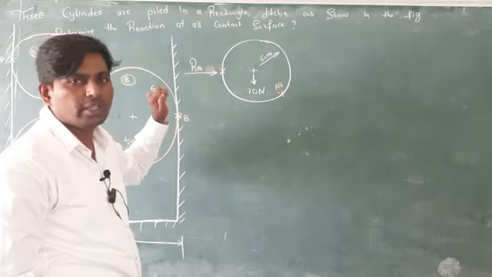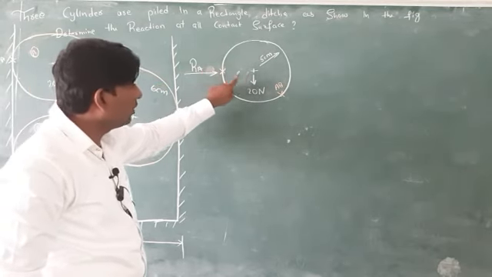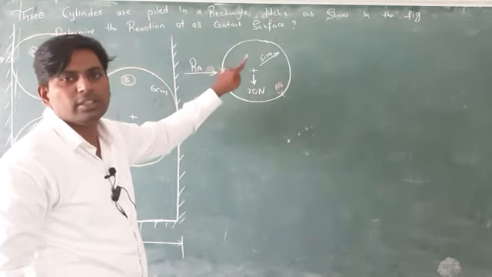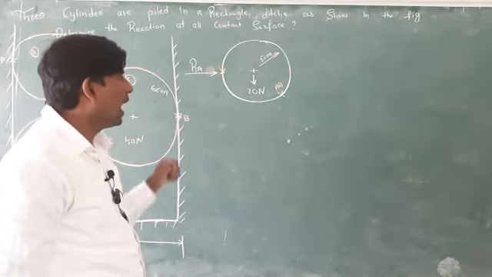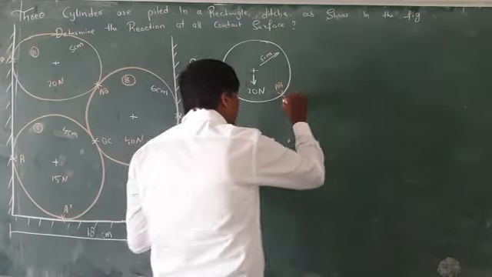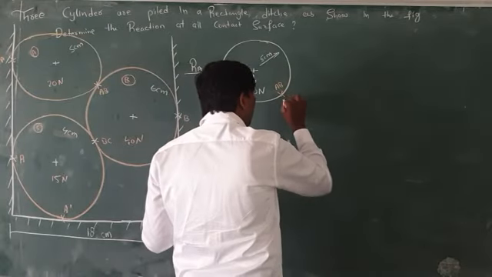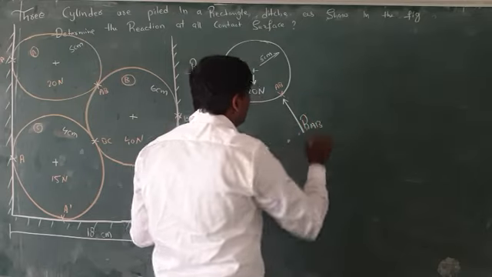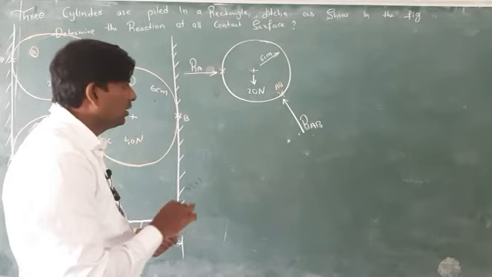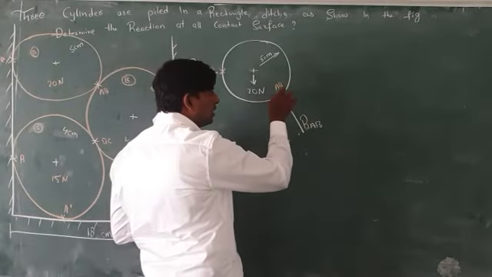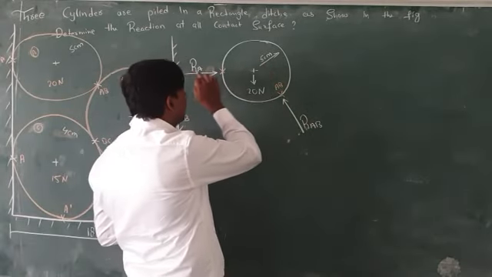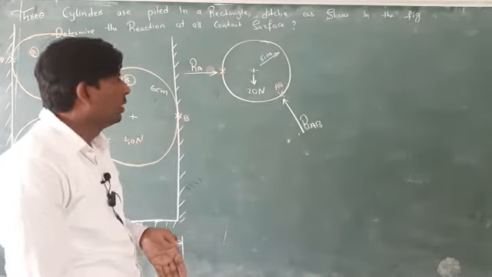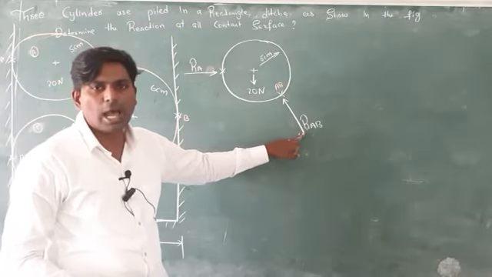Why am I saying this one as RA? After touching this, it will touch the center. Next one here, this one I can take as RAB, reaction at AB. As you can see here, after touching this point, it will touch the center. So, this is RA and this one is RAB.